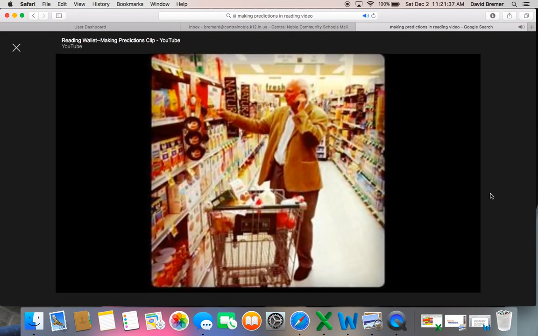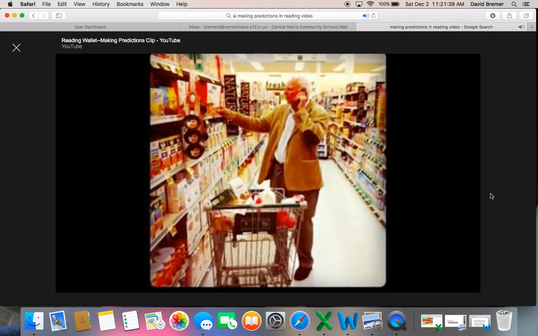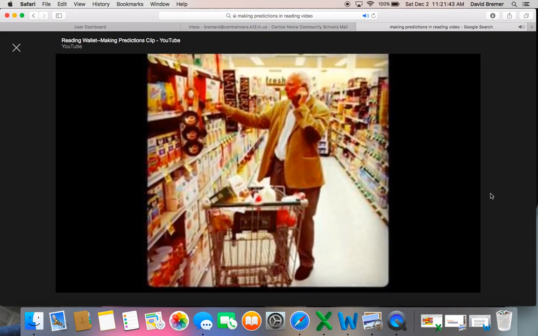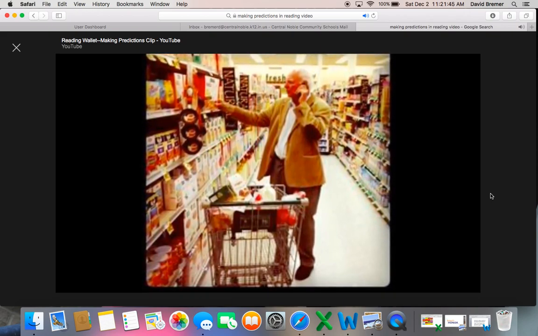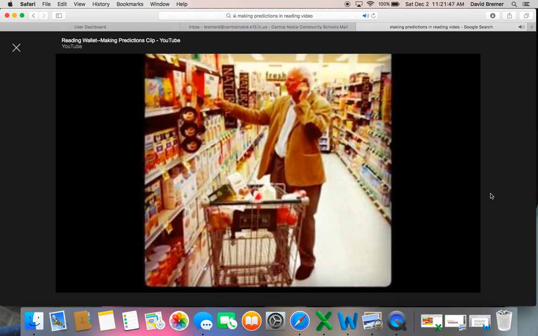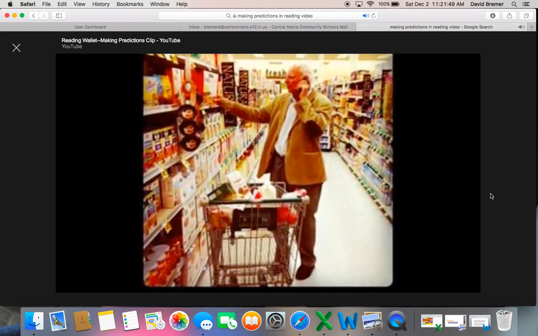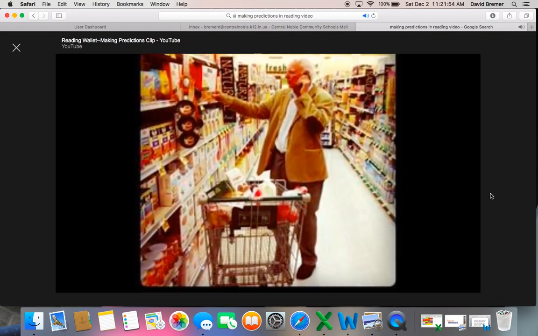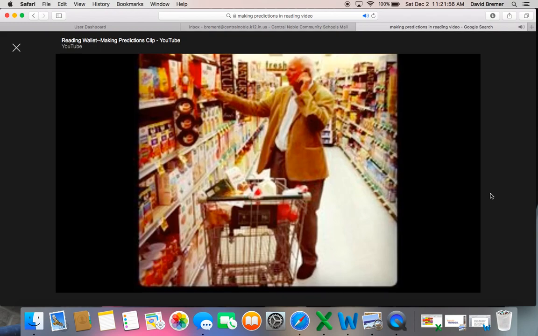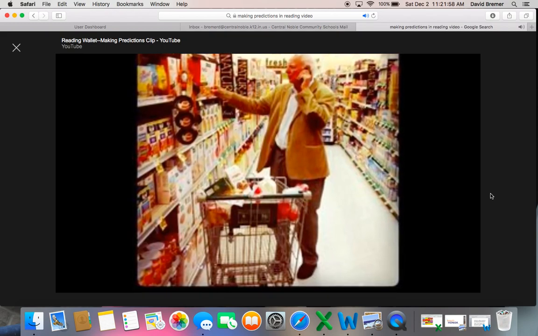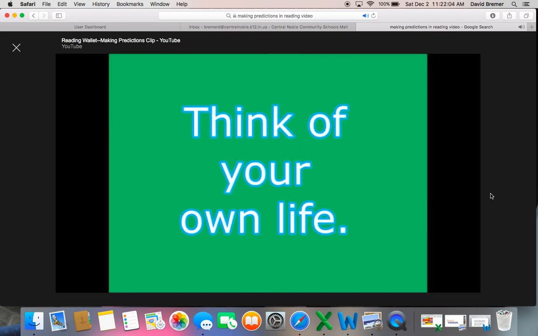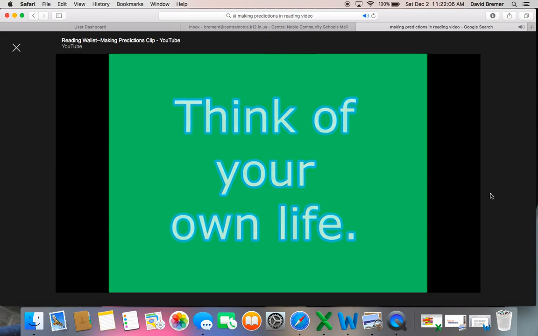Take this picture, for example. What is this man probably going to do after his cart is filled with groceries and he has everything he wants? You're right, he will pay for his groceries and then take them home. How do you know that? Well, you've probably been to the grocery store before and know that when your cart is full, you pay for your food and then you take it home and have to put it away. That is one way to make predictions. You can think about your own life and things you've done.